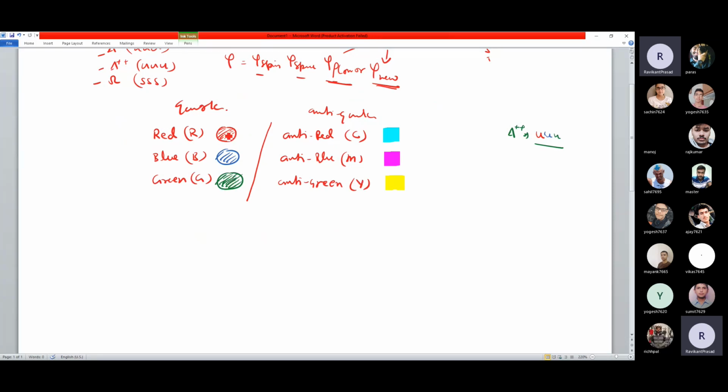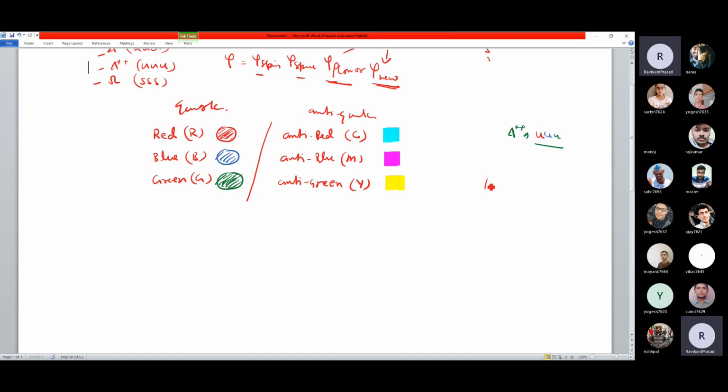So you can make a combination of red and anti-red. You can make a combination of blue and anti-blue, magenta. You can make a combination of green and anti-green, that is yellow. In a combination of two, what do we have? A meson is formed. And when you make a combination with three of these particles, which can be all quarks or all anti-quarks, that will become a baryon kind of thing. So you can have an RGB.